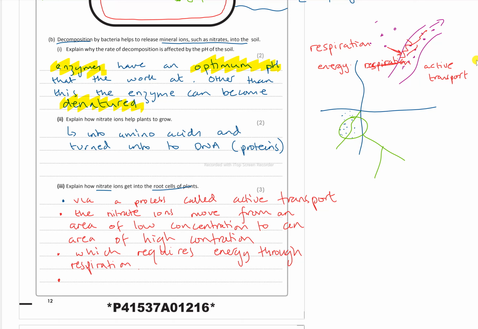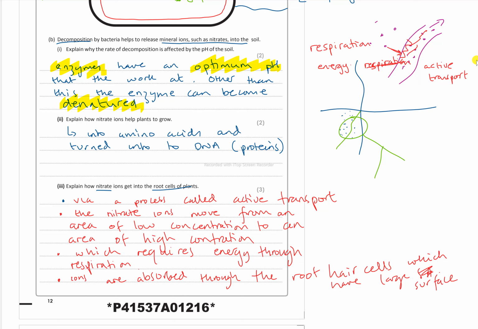And this is absorbed. The ions are absorbed through the root hair cells, which have a large surface area for efficient diffusion.